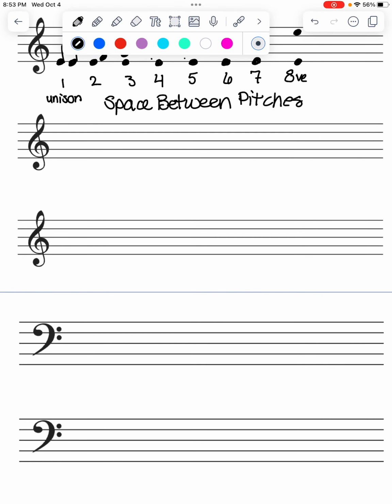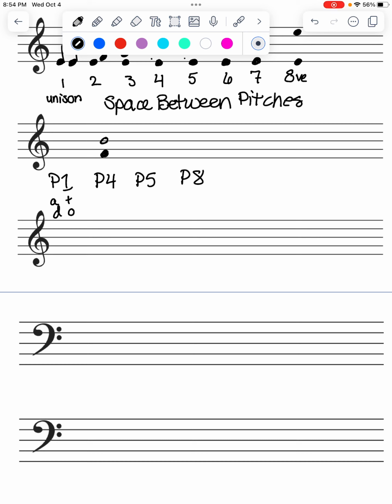Hey folks, in our last video, we talked about our perfect intervals, our perfect unisons, our perfect fourths, perfect fifths, perfect octaves, and then what happens when we either augment or diminish any of those. So when we augment, we raise it by a half step. When we diminish, we lower by a half step. And that means the top of the interval.